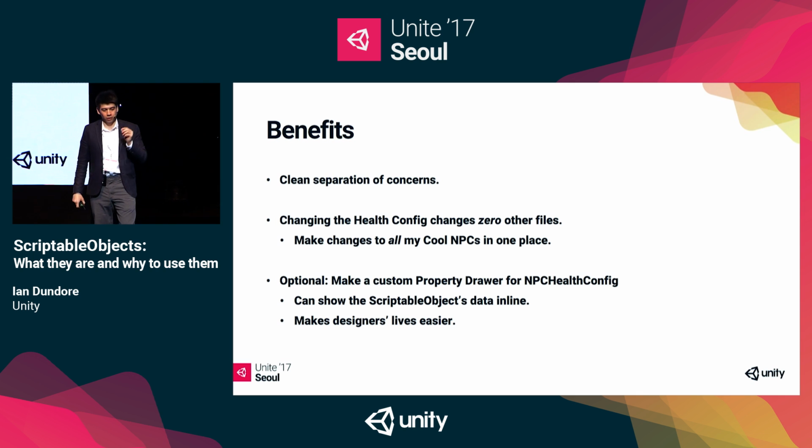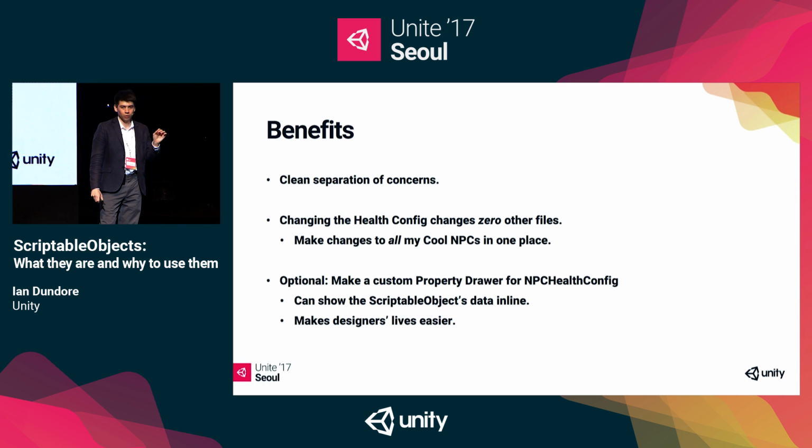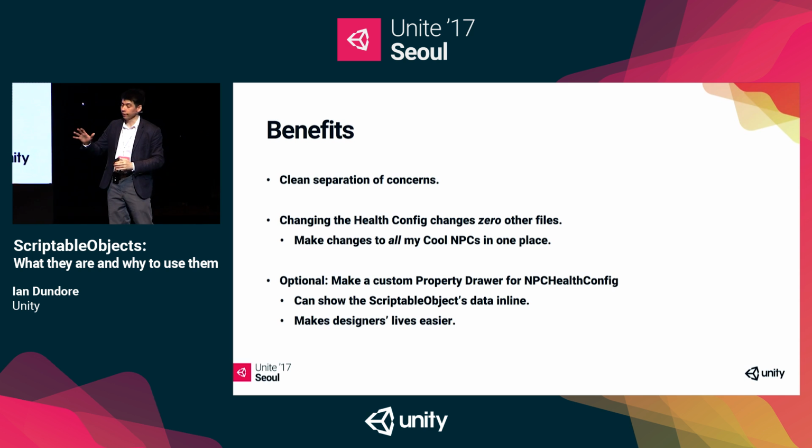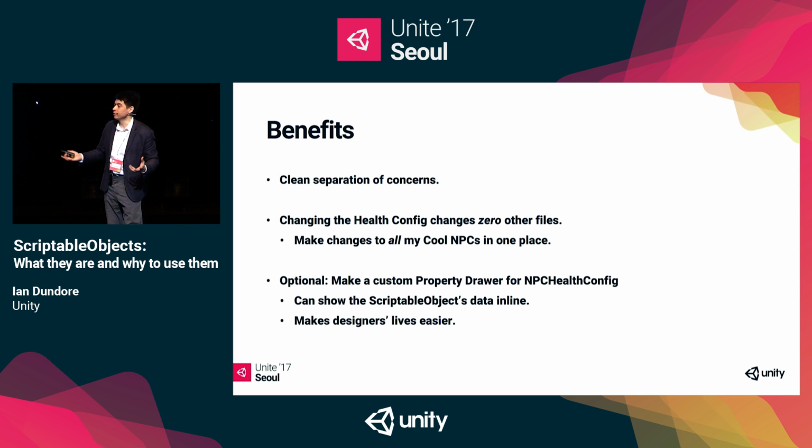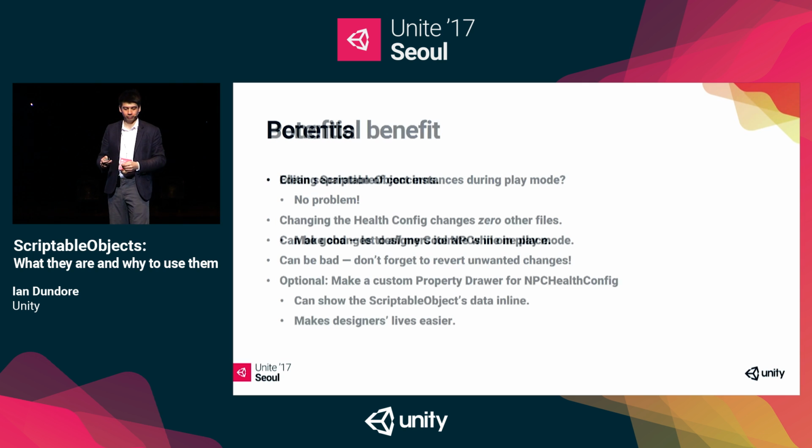But it also makes our designers' lives easier. When tweaking values, they just have to change one health config object. Then, all the NPCs using that health config object will instantly get the updated values. Optionally, you could write a custom property drawer in the Unity editor. This would display any custom data your designers might want when viewing fields of the NPC health config type.